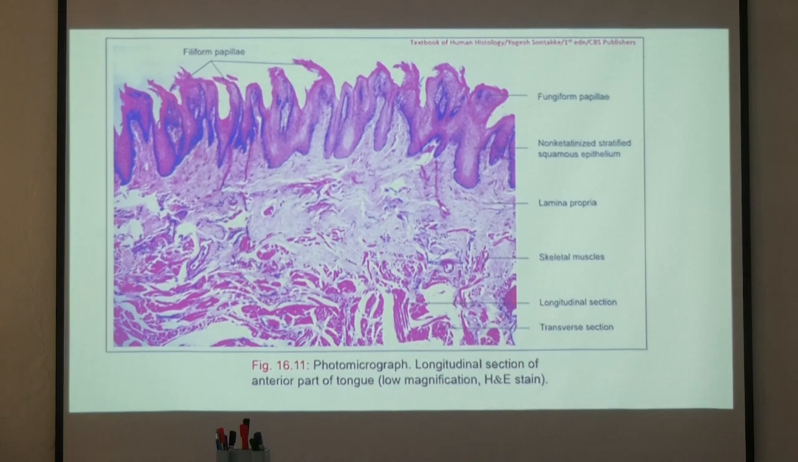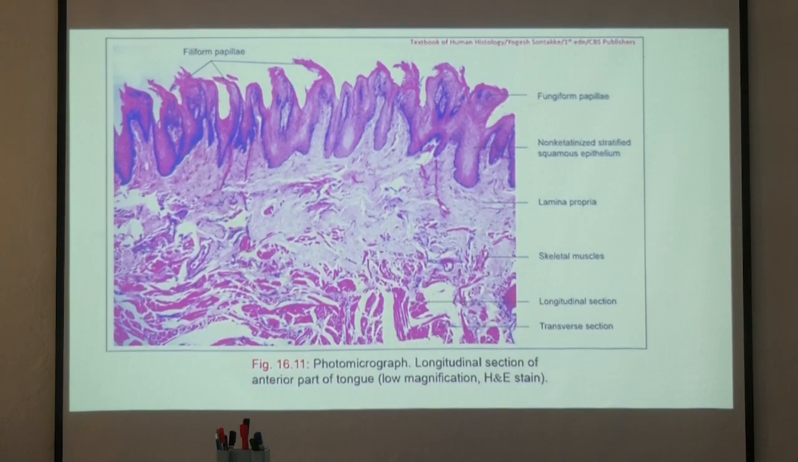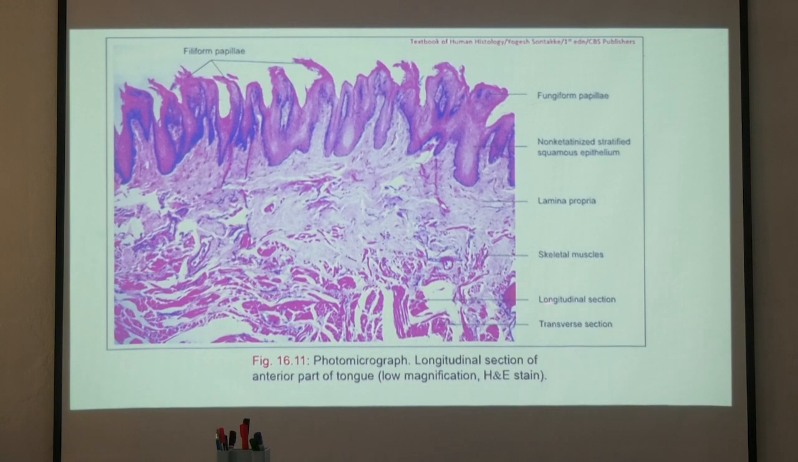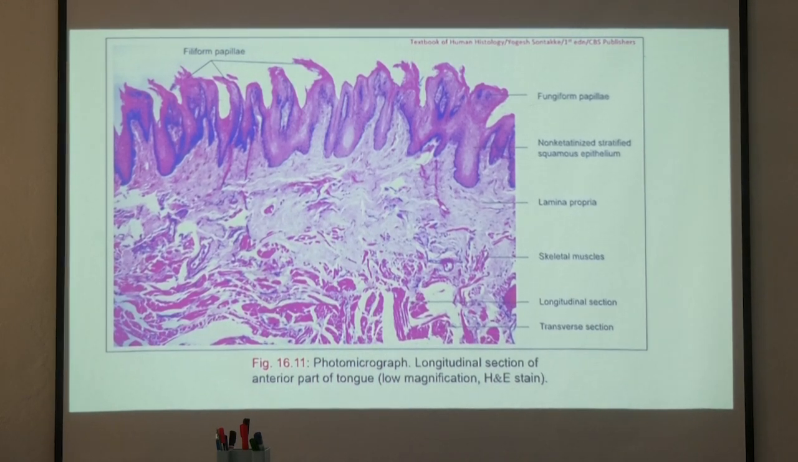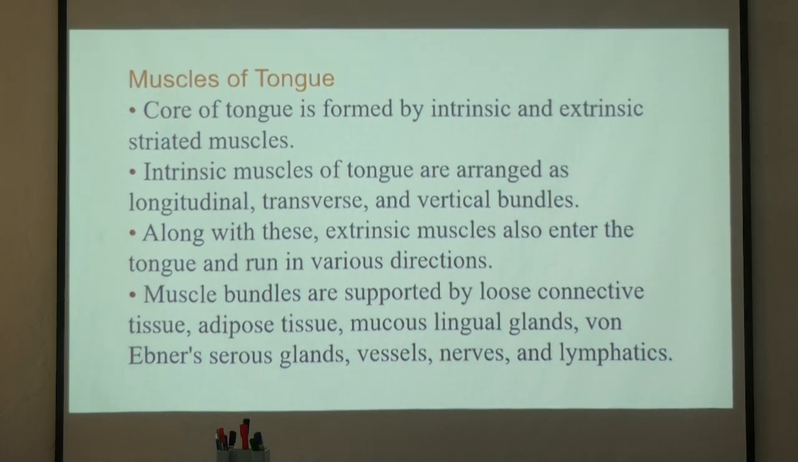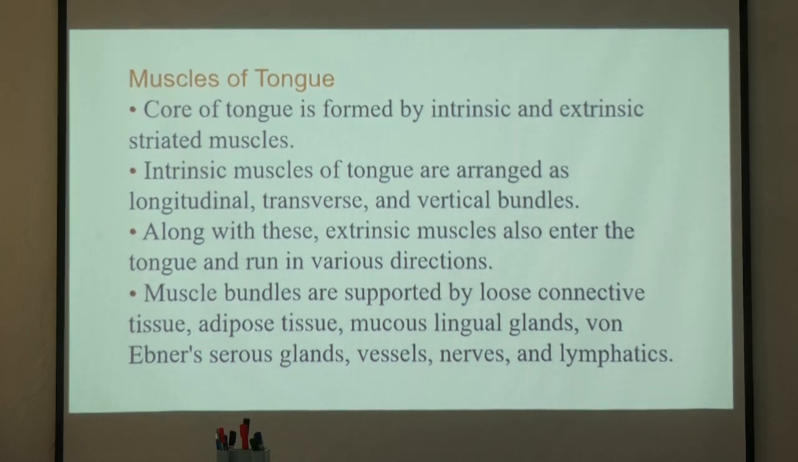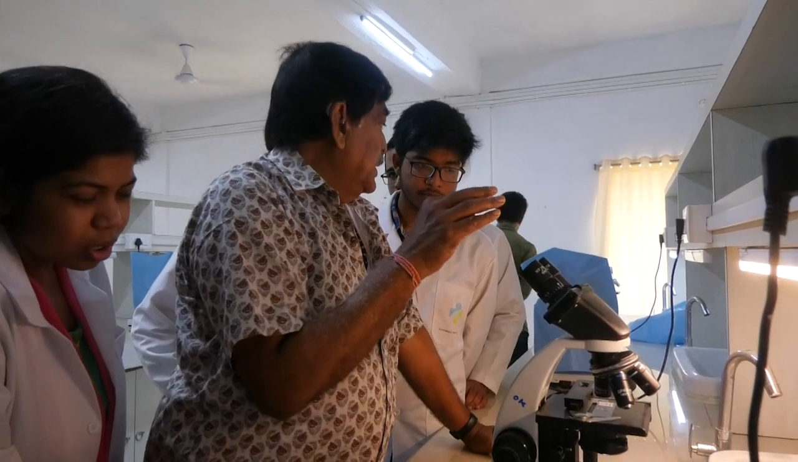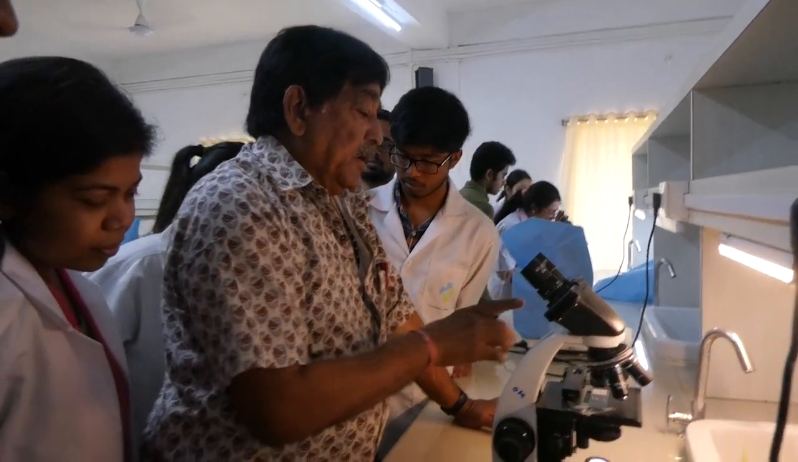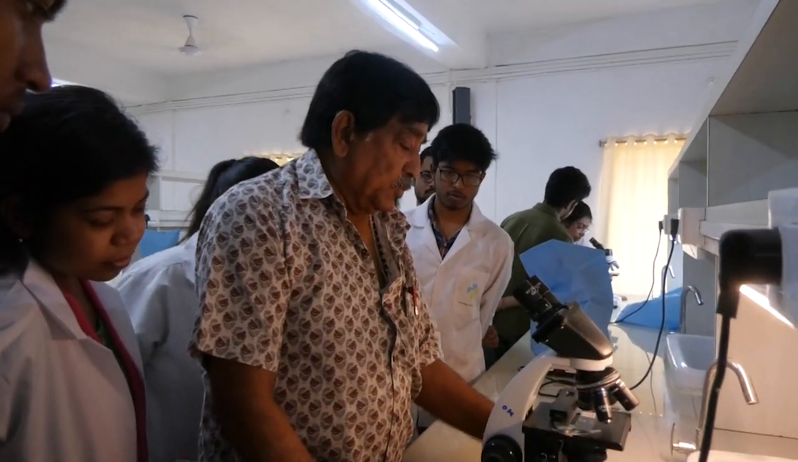Now, a longitudinal section of the anterior part of the tongue. We go from the papillae, non-keratinized epithelium, lamina propria, skeletal muscle, and the muscle of the tongue. The tongue is formed by intrinsic and extrinsic muscles, and it is involved in articulation.